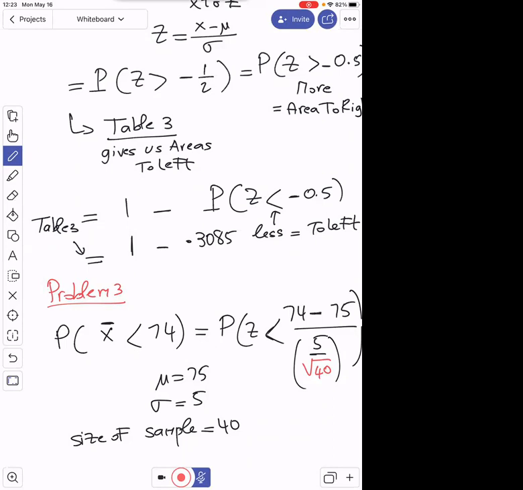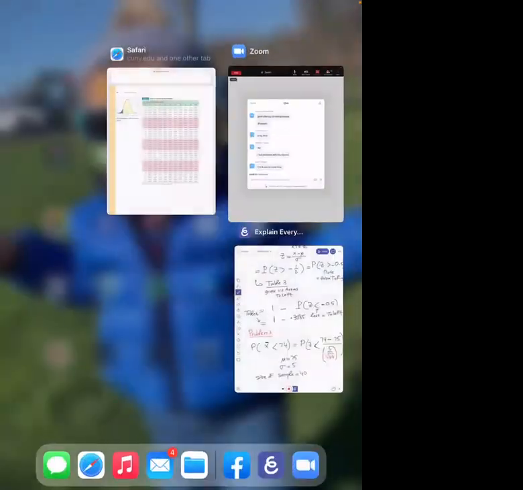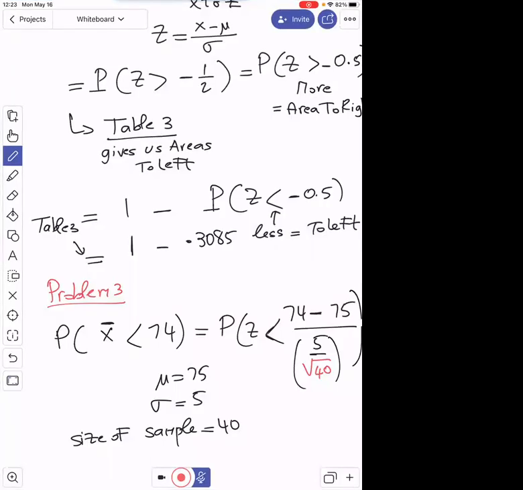Is there any question about this problem number 3? Let's see the chat. All right. Okay, so now let's move to problem number 4.